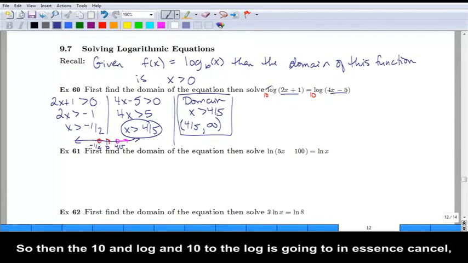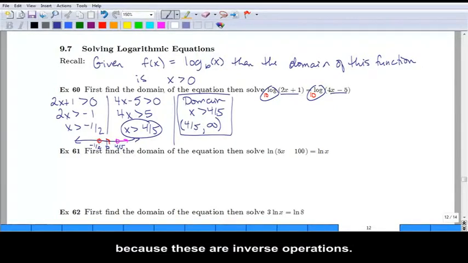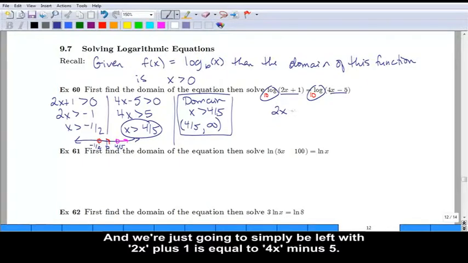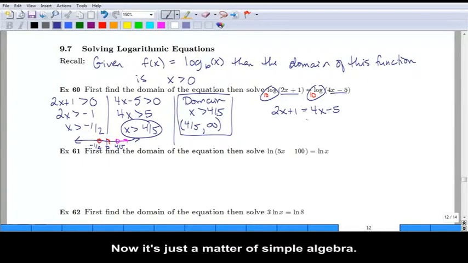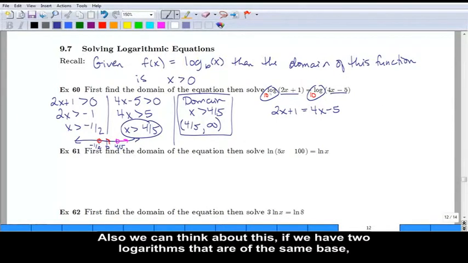So then the 10 and log and 10 to the log is going to, in essence, cancel because these are inverse operations. They're going to get rid of each other, and we're just going to simply be left with 2x plus 1 is equal to 4x minus 5. Now it's just a matter of simple algebra. Also, we can think about this if we have two logarithms that are of the same base.